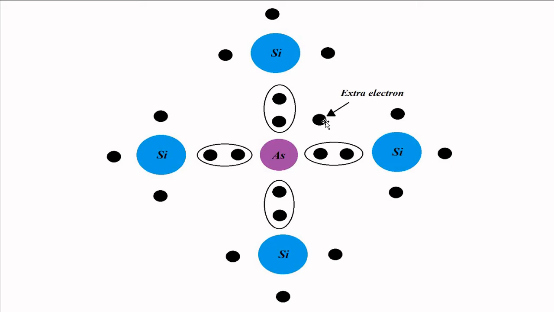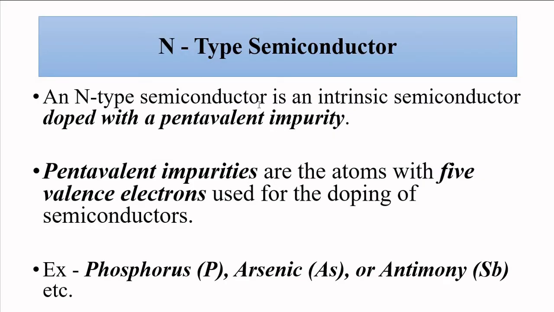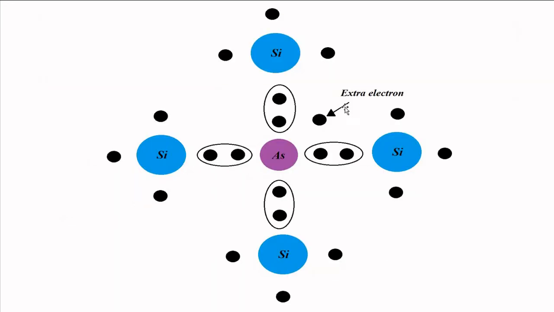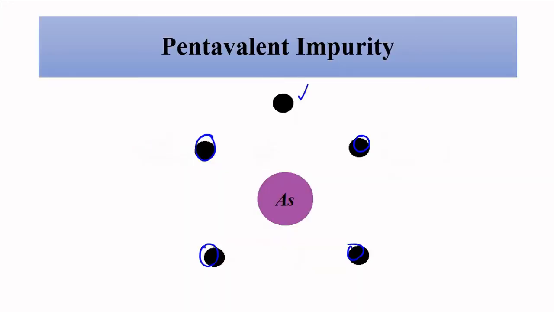So here the electron, the negative charge, is the majority charge carrier. That's why it is called an N-type semiconductor, because the electron, which is a negative charge, is the majority charge carrier: this extra free electron from the pentavalent impurity.